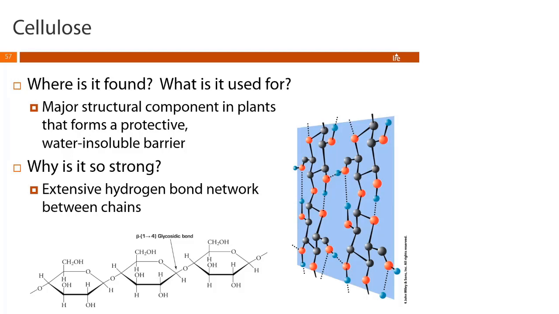So from a chemistry standpoint, cellulose is a homopolysaccharide. It's made up of nothing but beta-D-glucopyranose residues, and they're all connected by beta-1,4 glycosidic bonds.